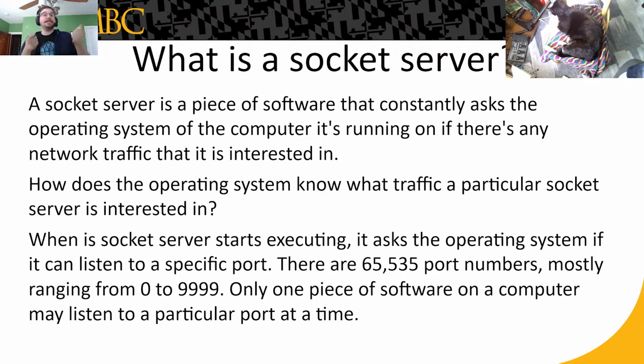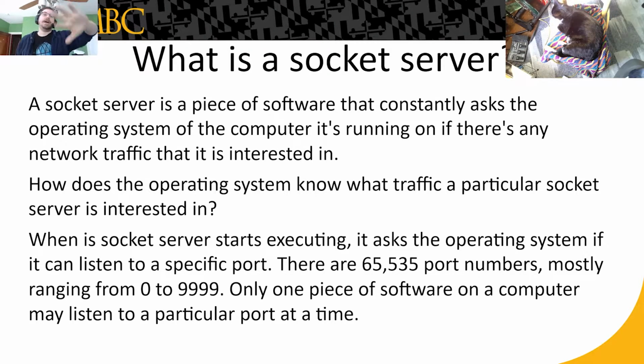And if you want to send mail to someone in that apartment building, you have to send it to the street address of the apartment building, which in this case would be the IP address. And then you have to say what apartment that mail is going to. For that, we have what's called a port. So what the socket server does is it goes to the operating system and says, hello, I'm a socket server. I would like to receive traffic on port 1234, right? Typically these are numbers from 0 to 9,999, and you can usually just pick.